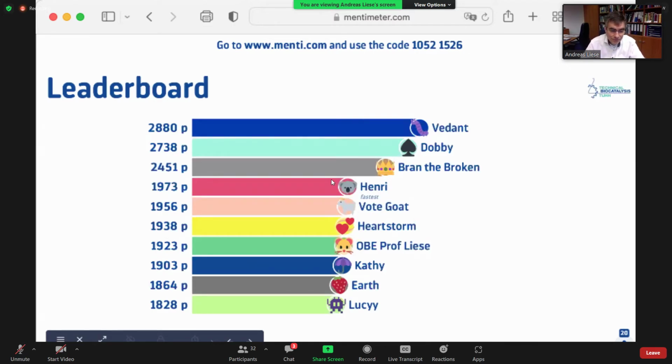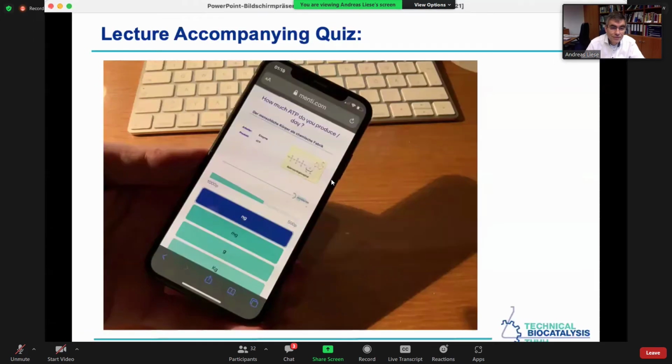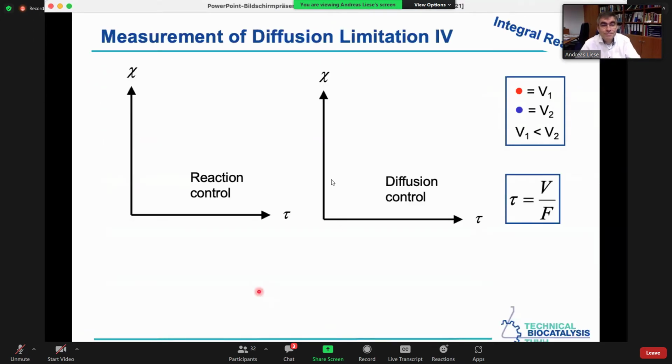Okay, let's take a look at the reasons. So we can differentiate reaction control and diffusion control. Reaction control: you're plotting both reactors. So the small volume are the red dots, the big volume are the blue dots, so volume 1 is smaller than volume 2. Residence time is defined as the quotient of volume and flux.